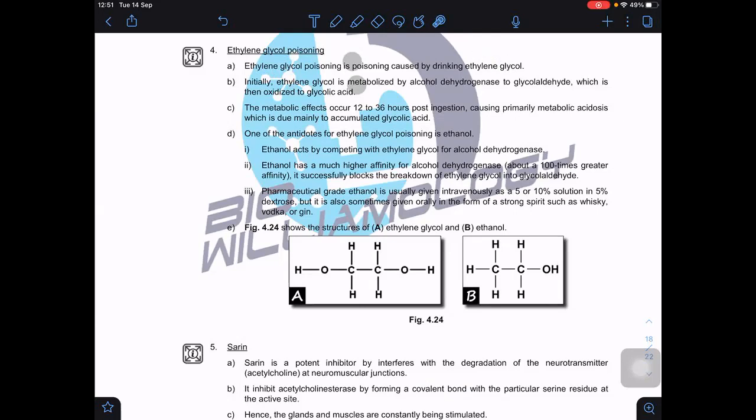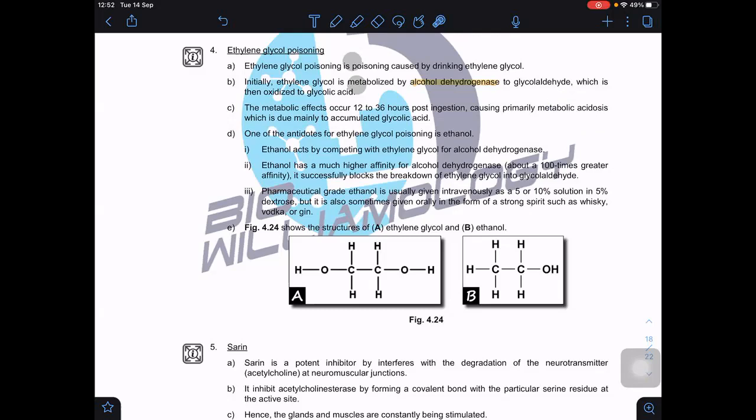Normally we won't drink ethylene glycol, but sometimes we do not know, and we drink it wrongly. What happens here is this ethylene glycol will be metabolized by the enzyme called alcohol dehydrogenase. This enzyme will convert ethylene glycol to glycoaldehyde and then oxidize it to glycolic acid. So your blood now has an increase in acid, an accumulation of acid, which will cause metabolic acidosis. And we do know that acidity will definitely cause a problem to us.